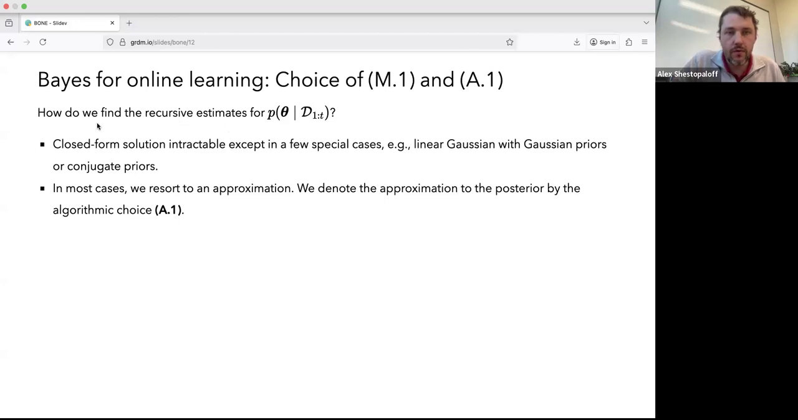Typically, this is not possible for models such as neural networks if you're trying to learn one online. And if you're doing that, then you must resort to some kind of approximation. And resorting to this approximation in our framework is reflected in the choice of A1.